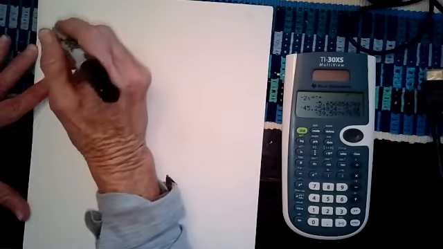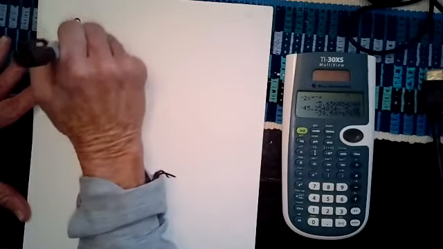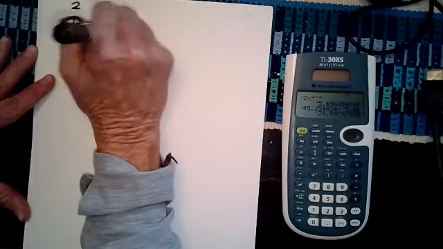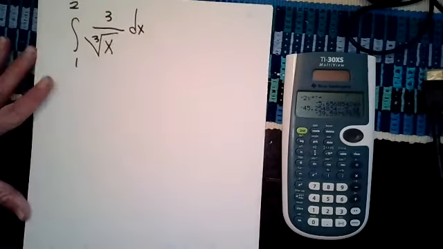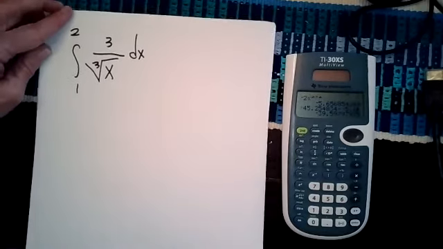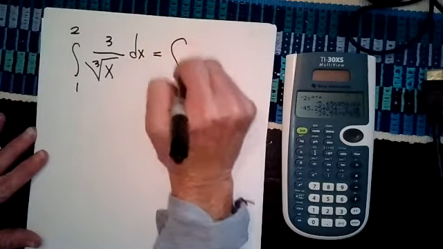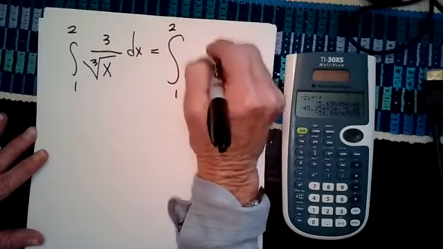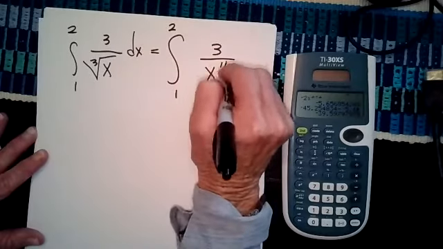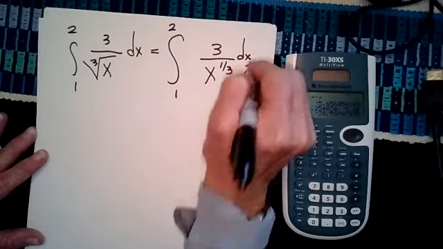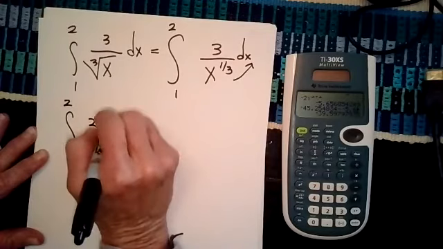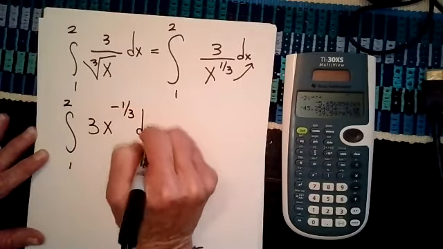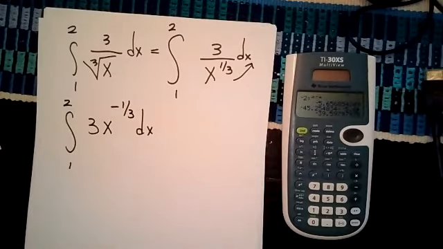Okay, so let's do the integral from 1 to 2 of 3 over the cubed root of x. Okay, so I have to bring that x up. Remember, that's 3 over x to the 1/3. So when I move that up, it becomes the integral from 1 to 2 of 3x to the -1/3. When we move it up, we just change the sign of the exponent.